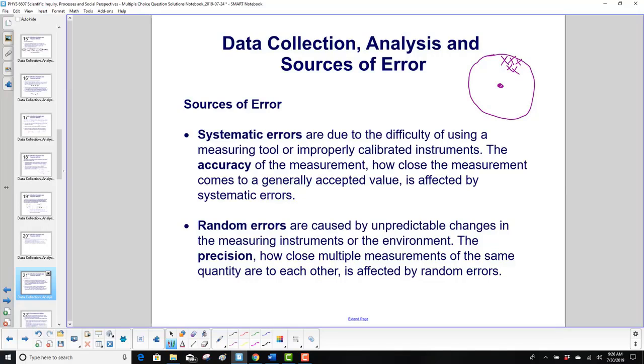Random errors are caused by unpredictable changes in the measuring instrument or the environment. So if there's wind blowing here where you're throwing the darts, maybe your pattern would be something like this. Okay? That's a little tougher to deal with. The precision, which is how close multiple measurements of the same quantity are to each other, is affected by random errors. So in this case, you're not accurate, but you're very precise. They're all in the same area.